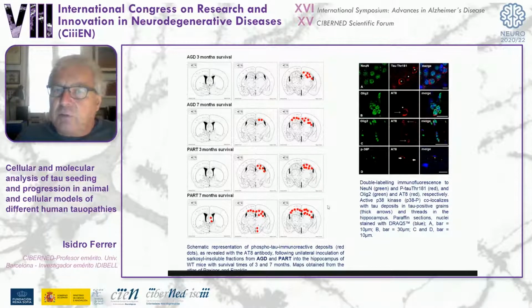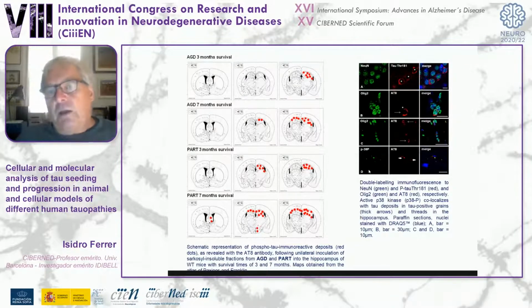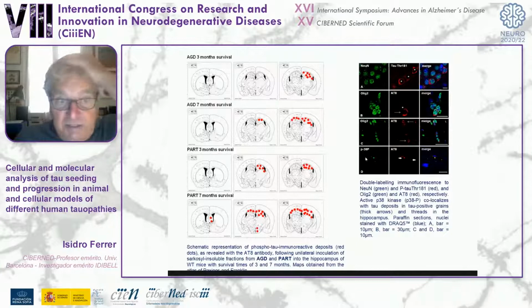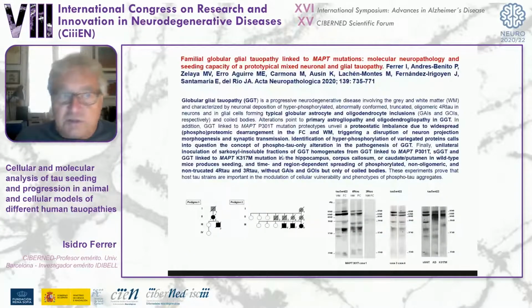Another important point is that by using confocal microscopy, we can see that there is an involvement of neurons and oligodendrocytes, but never astrocytes in these cases. And another important point is that these abnormal deposits of tau colocalize with active P38. This is a kinase which phosphorylates tau. So this is an active process.